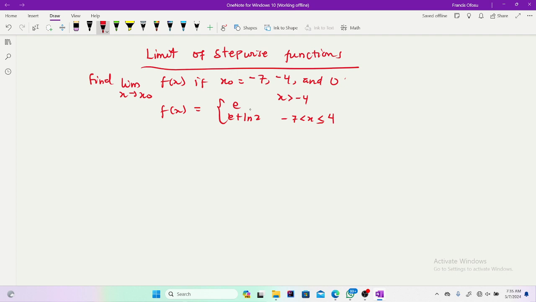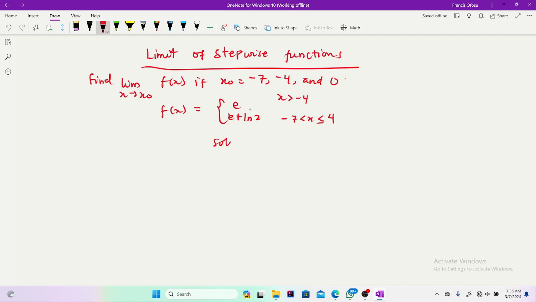So find the limits of f of x as x approaches x naught, where x naught is -7, -4, and 0, and the function f of x is given as e, where x is greater than -4, e plus ln 2, where x is greater than -7 and less than or equal to -4, right?